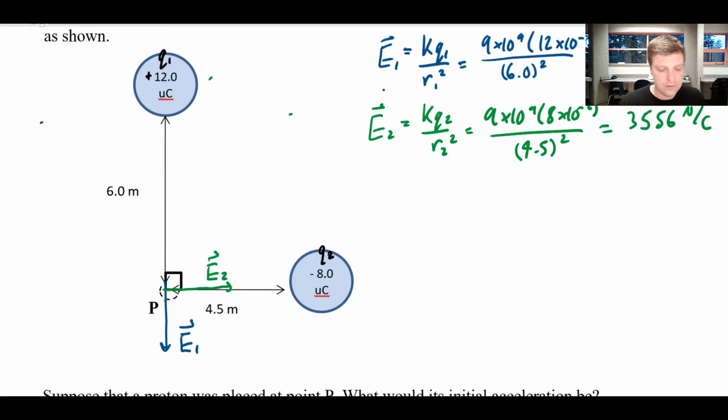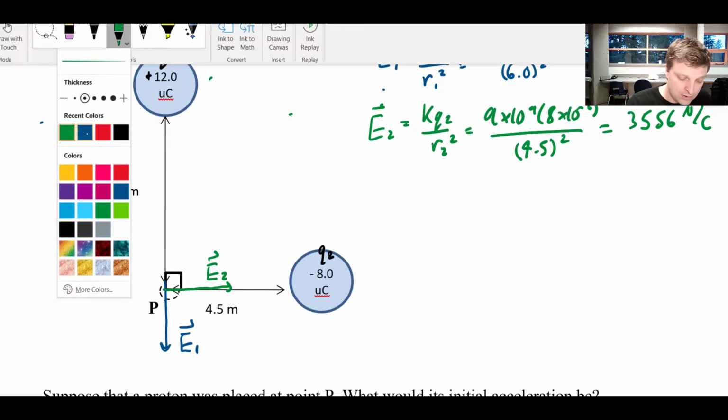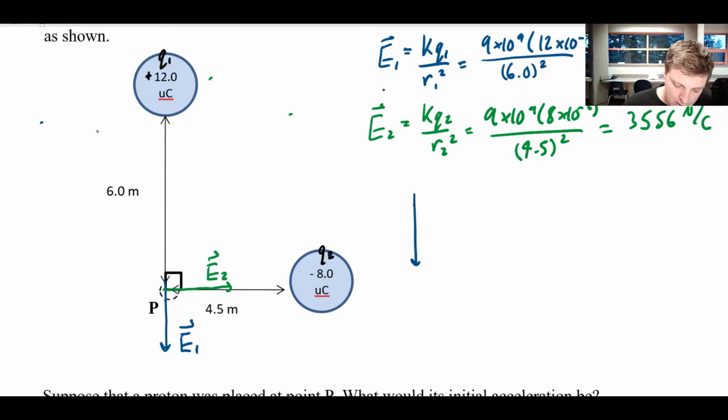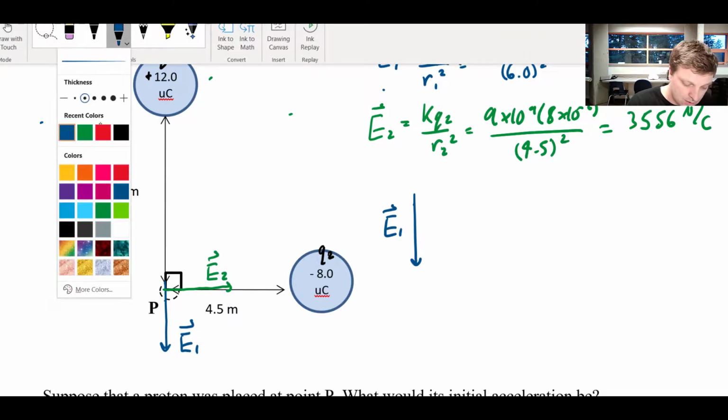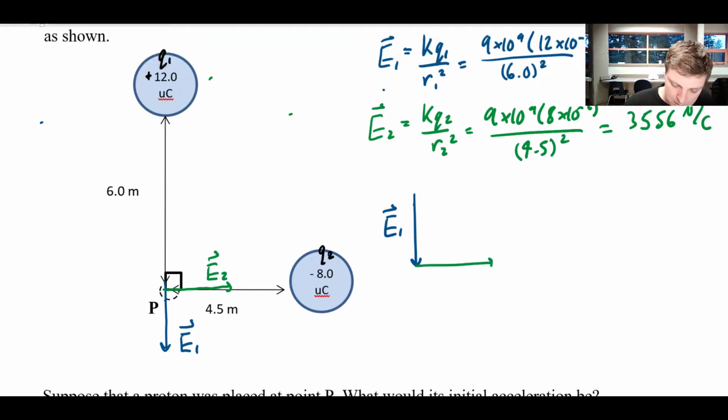And so now what we have to recall is that these are vectors. And so if we want to find the total, we have to use vector addition. So E1 is this way, and E2 is to the right. So if I want to find the total, the vector is this one. So there's my total field strength, which again makes sense because if you imagine putting a little proton right there at point P, you can imagine it kind of going down and to the right as it gets away from the positive charge and towards the negative charge.